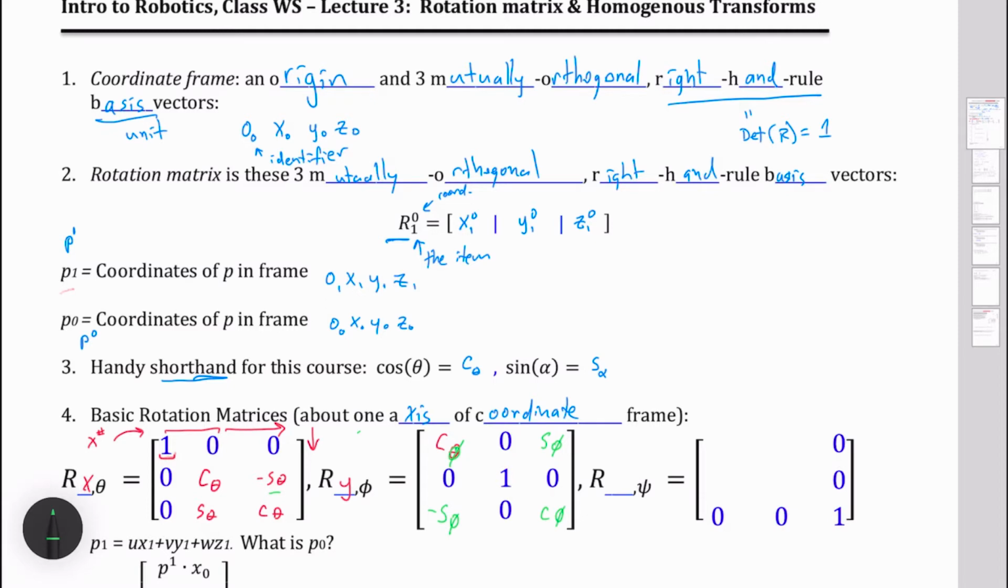And then finally, this one over here, you can see that we're rotating around the z-axis. This is Rz of psi. It's easier to see that this one over here is just rotating diagonally up this way.